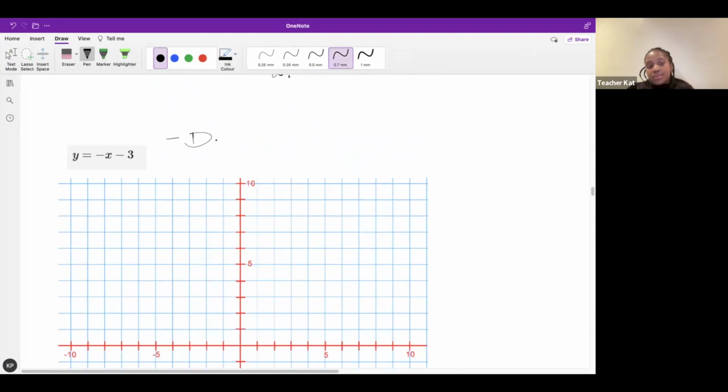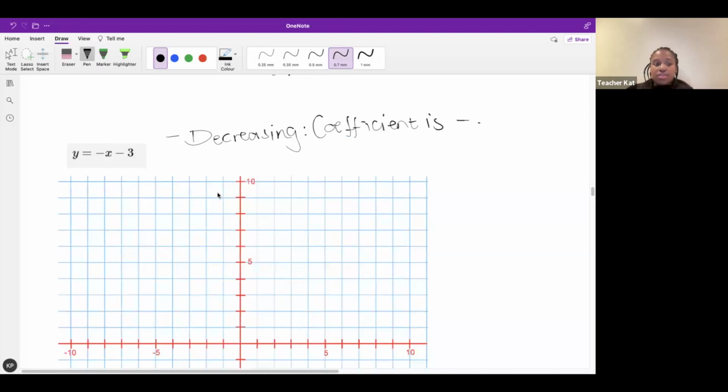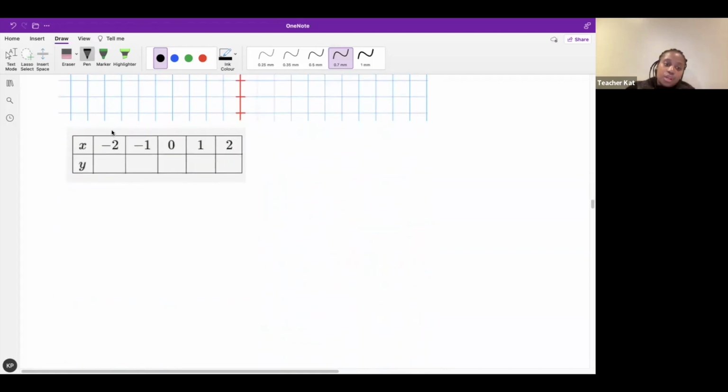Why is it decreasing? I'm just seeing a bunch of negatives. What is negative, guys? Nice, Klali. Coefficient is negative. And I already told you that it is a linear graph by asking if it's decreasing or increasing. So y is equal to negative x minus 3.